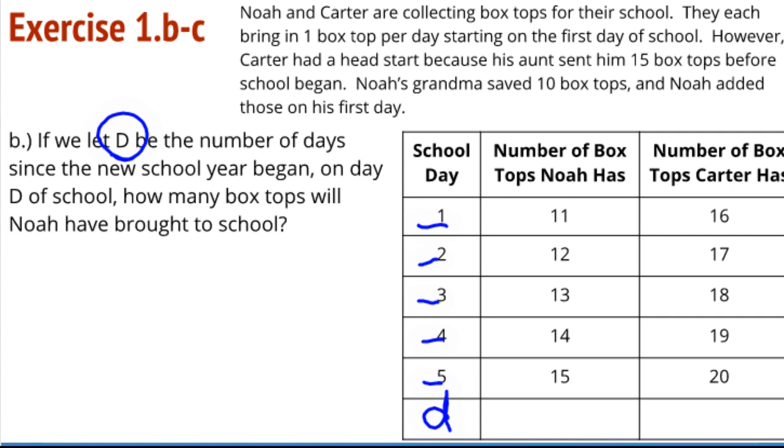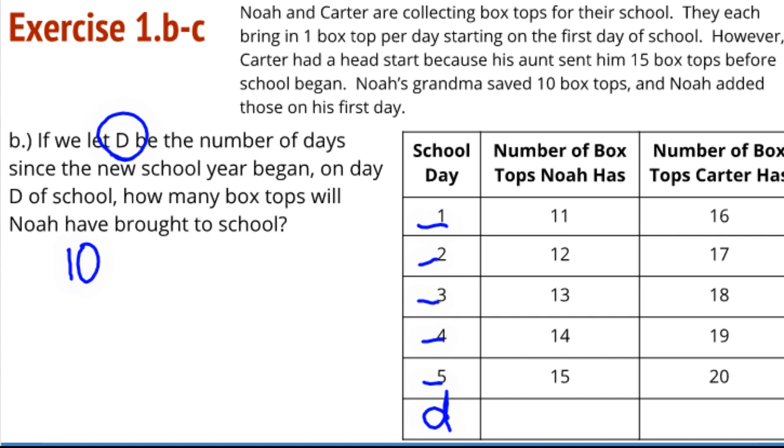So we need to think about this for a second here. How can we represent this with an expression? Well, we know he got a head start from his grandma, and he had 10 of them. But then we know that he's going to bring one each day.